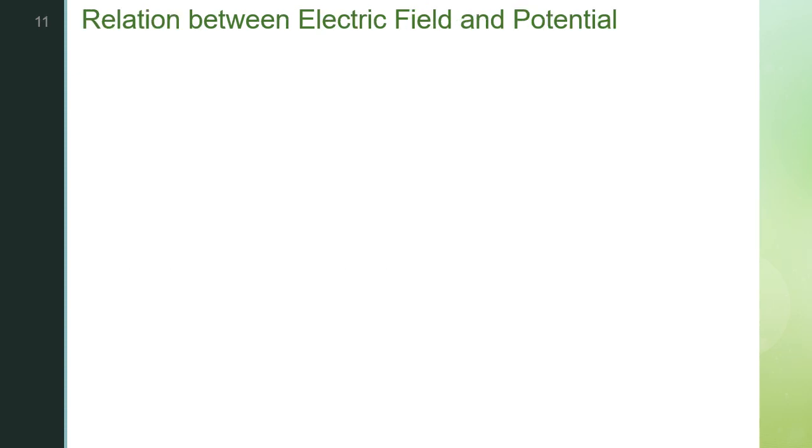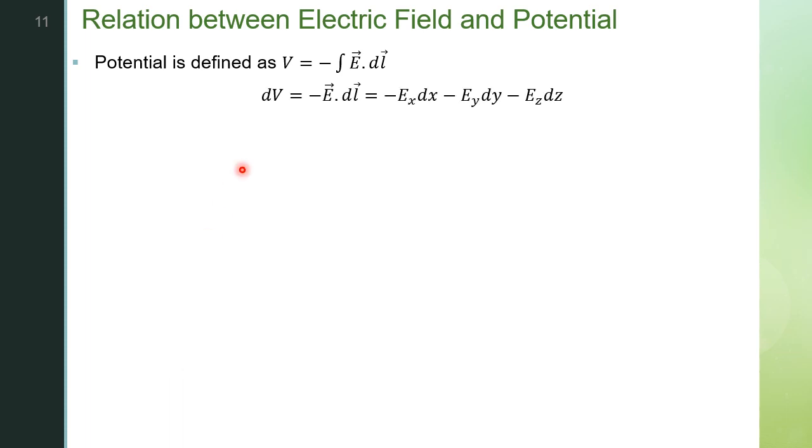Now, we will extend that derivation to find the relation between electric field intensity and potential. We already know that potential is V equal to minus integral E dot dl. If you take the derivative on both sides, we get differential potential dV, so the integral sign will be removed and we get minus E dot dl. If you take the three directions x, y and z, this E dot dl reduces to minus Ex dx, minus Ey dy, minus Ez dz. That is the differential potential.